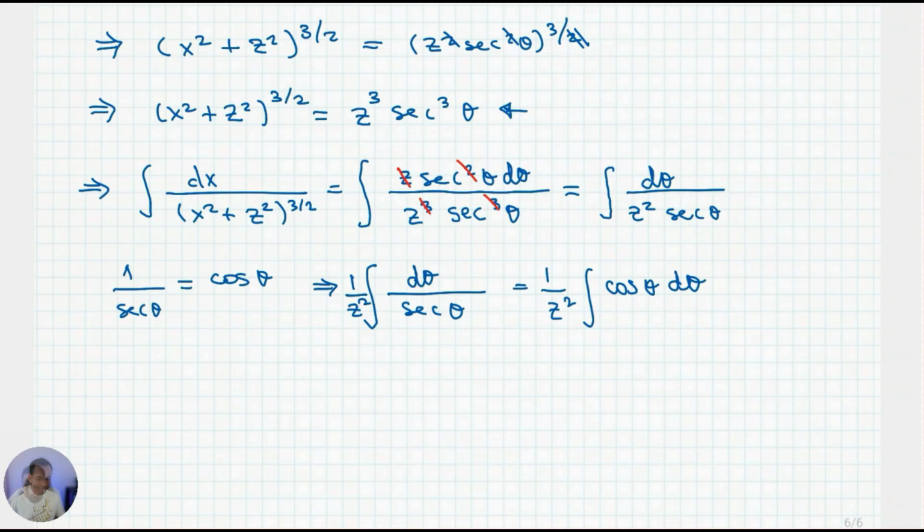This is pretty easy, because the integral of cosine of theta is sine of theta. Then 1 divided by z squared multiplied by the integral of cosine of theta d theta is equal to 1 divided by z squared multiplied by sine of theta.